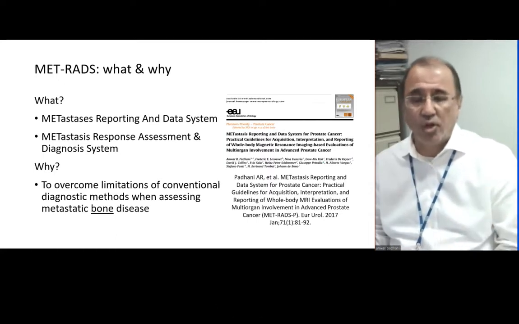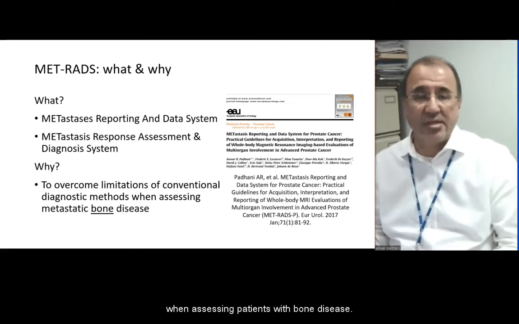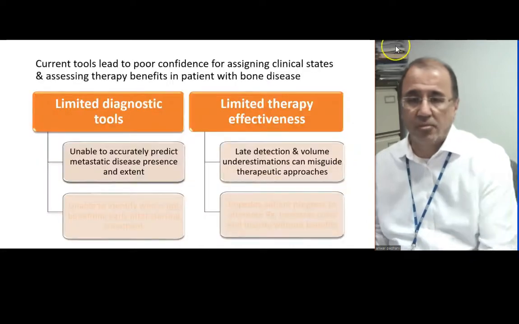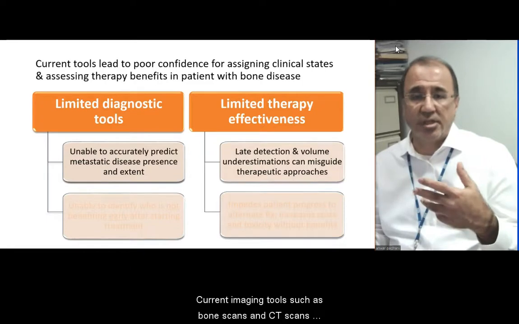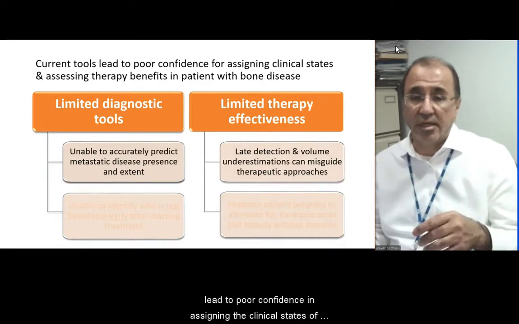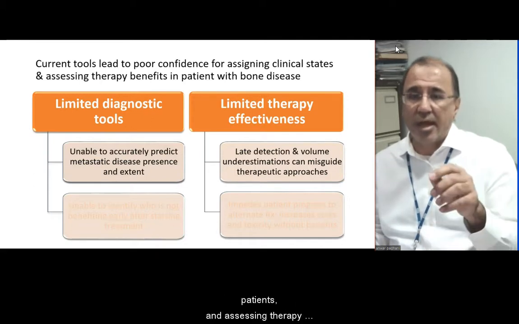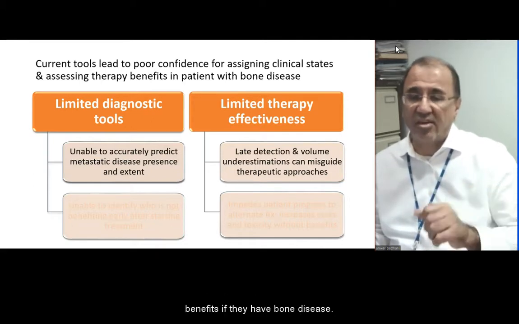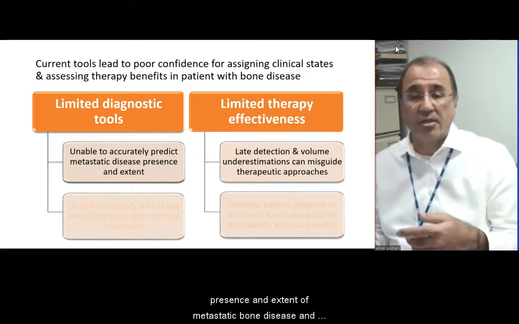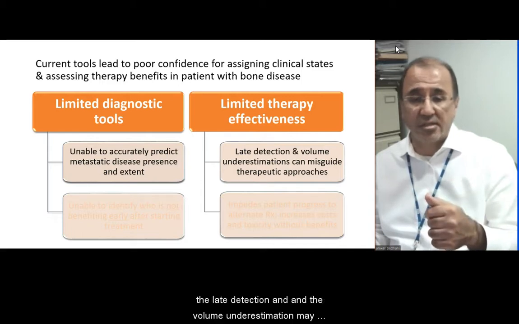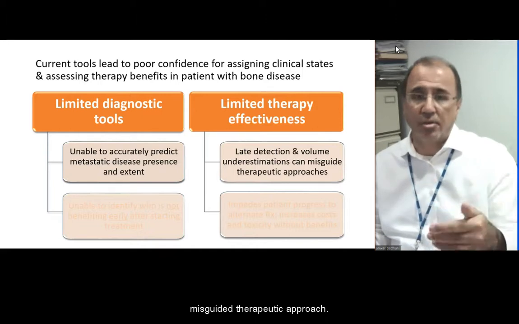Why do we need it? To overcome the limitations of conventional imaging when assessing patients with bone disease. So what's wrong with what we do currently? Current imaging tools such as bone scans and CT scans lead to poor confidence in assigning the clinical states of patients and assessing therapy benefits if they have bone disease. So for example, we are unable to accurately predict the presence and extent of metastatic disease, and the late detection and the volume underestimation can misguide the therapeutic approach.